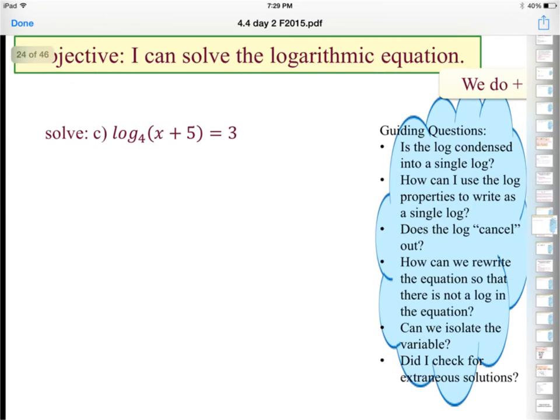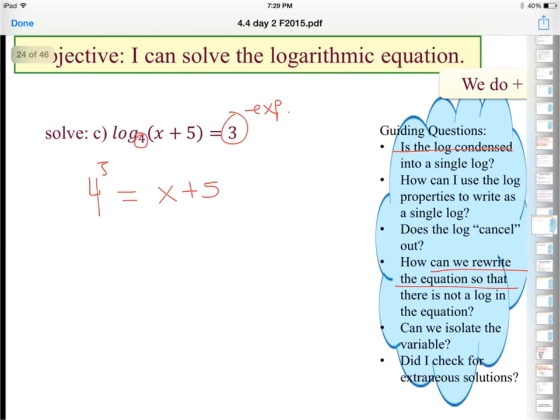So first thing, I don't need to condense the log, there's only one of them, so we want to jump to rewriting this equation so that we don't have it in log form. Our base of the log is 4, that means that's going to be the base of my equation, and doing the log on something gives us the exponent. So 3 is our exponent here, so 4 to the 3rd power is going to equal the argument, which is x plus 5.